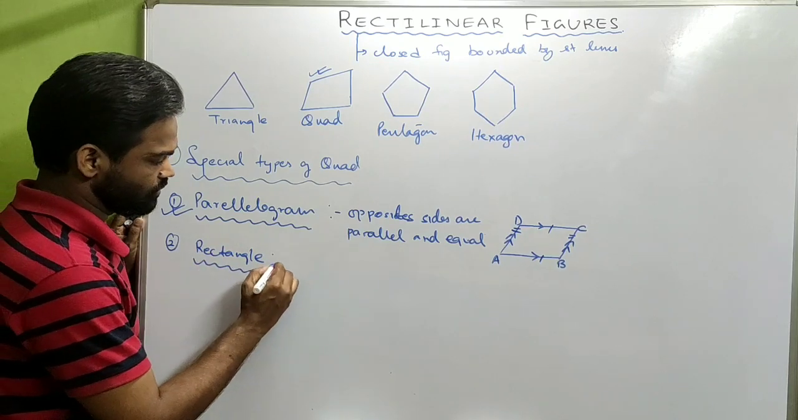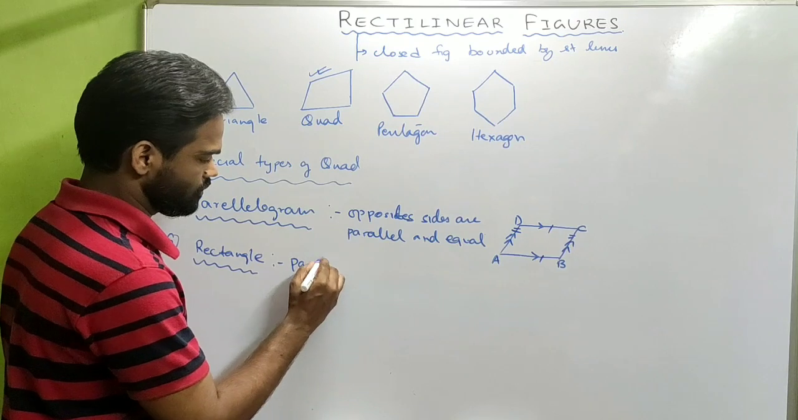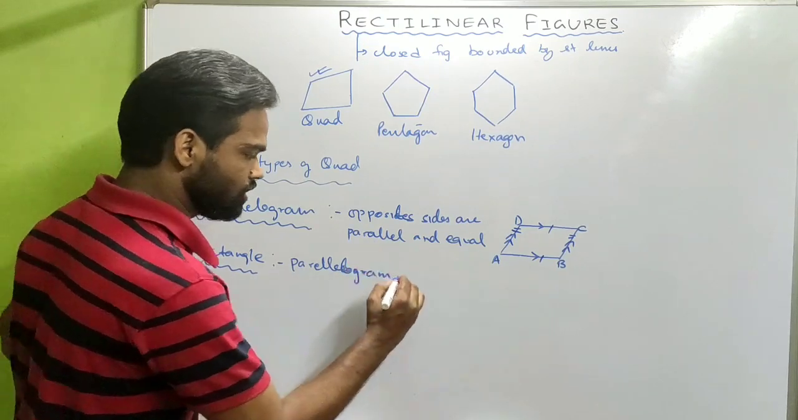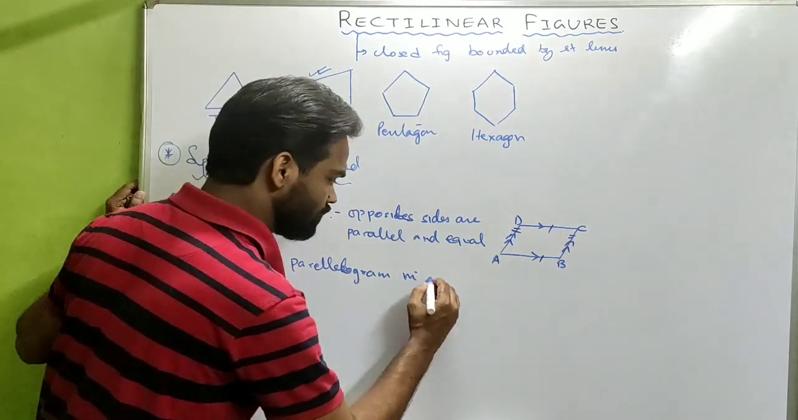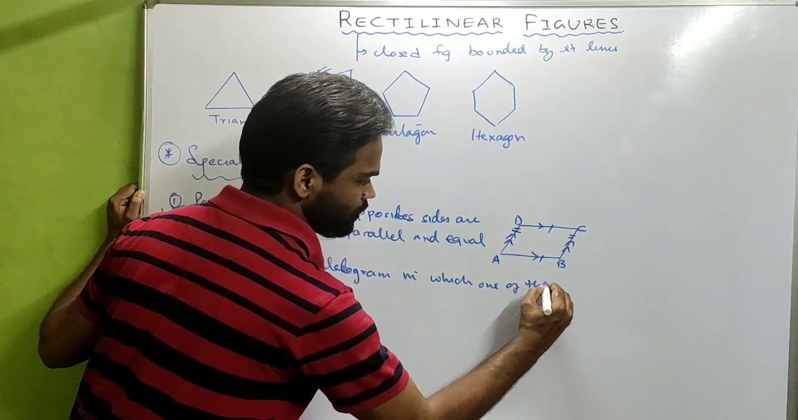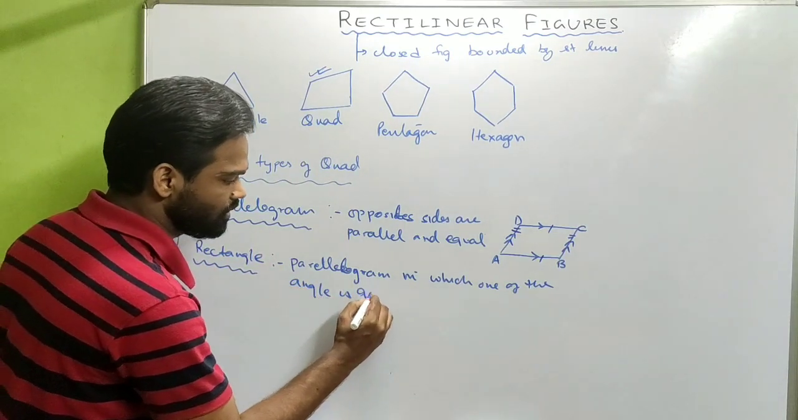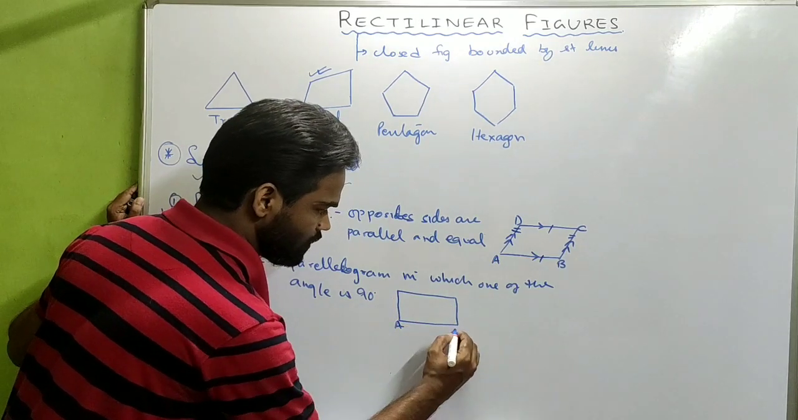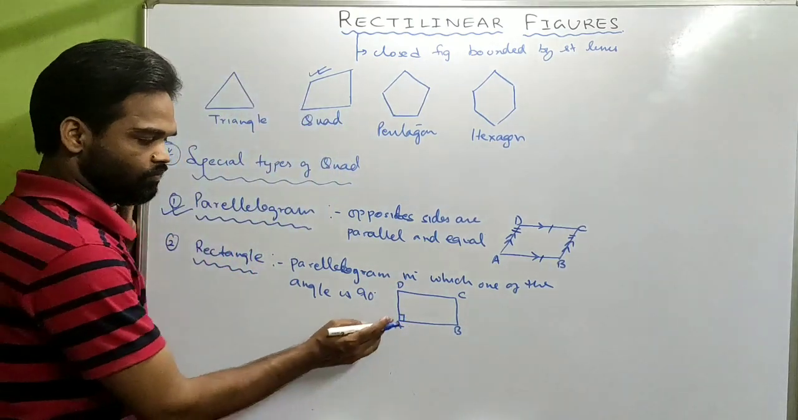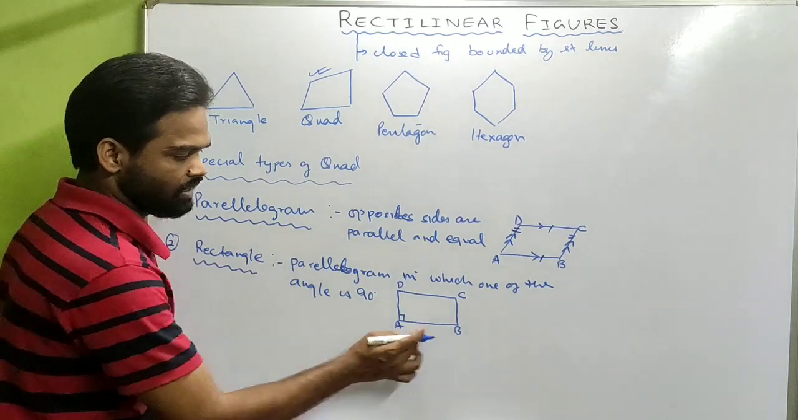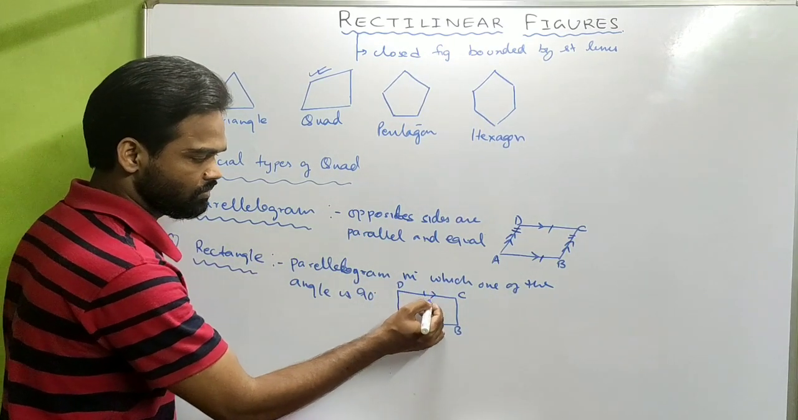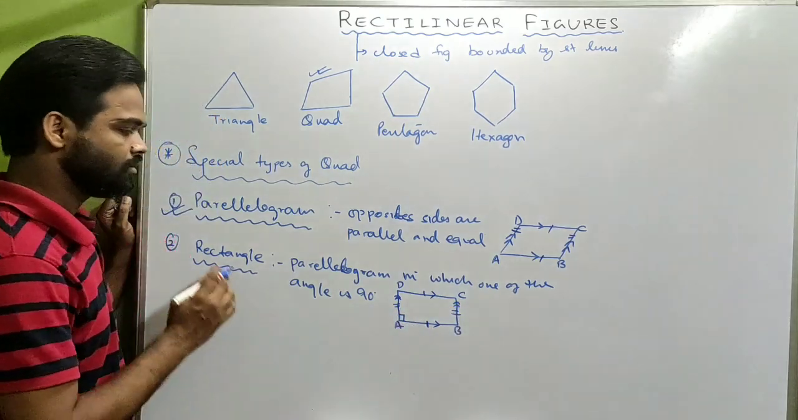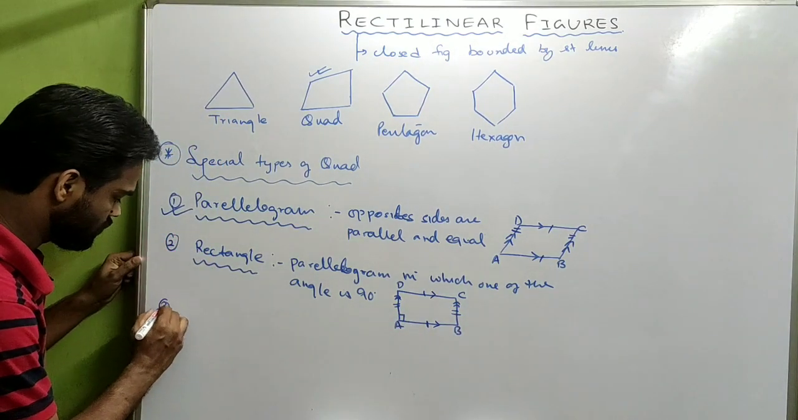Now second, we'll talk about a rectangle. A rectangle is a parallelogram in which one of the angles is 90 degrees. So the figure looks something like this. Look over here: A, B, C, D. And if one angle is 90 degrees, all the angles are 90 degrees. AB equals DC as well as parallel, and BC equals AD as well as parallel. So that's a rectangle.